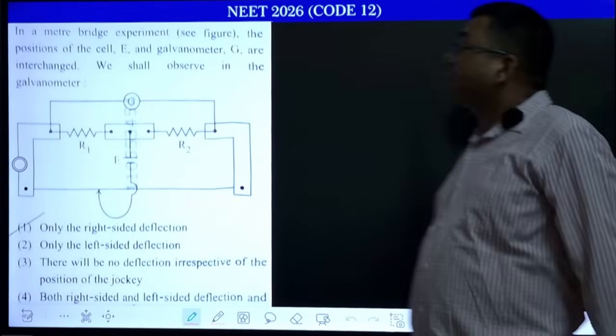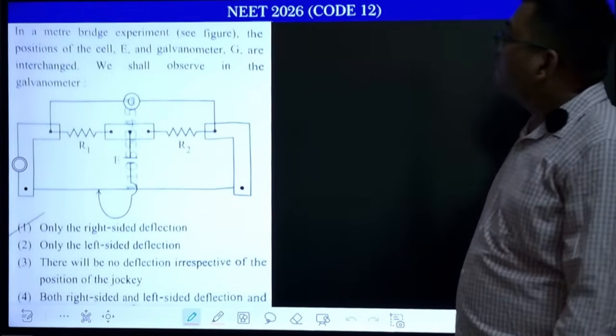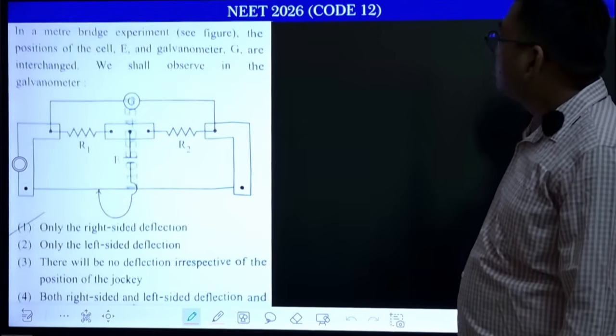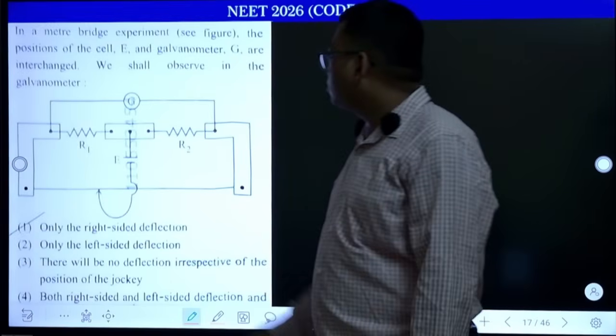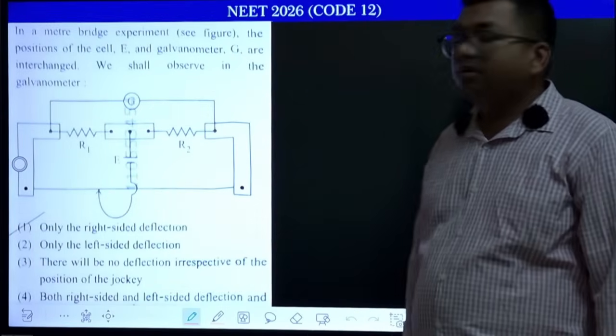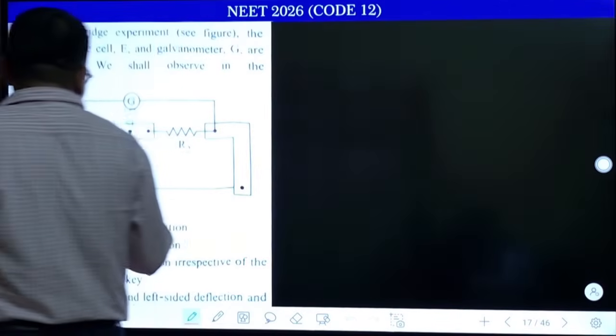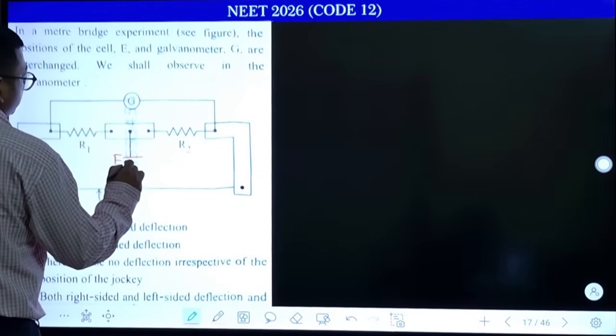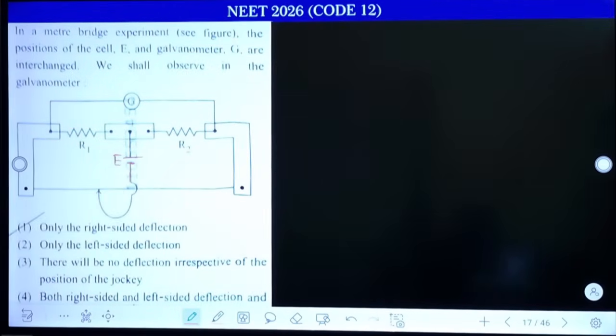Meter bridge experiment is given. Okay, positions of this cell E. Where is this cell here? Okay, here in between. This is the cell here. It is not visible, so I will write. This is the cell here. Positive terminal, negative terminal, connected like this. Then what they are saying: interchange in the meter bridge the position of the cell and galvanometer.